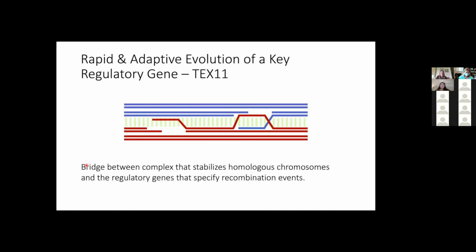All right, and that's just to come back and remind us about what TEX11 does: it's this bridge between this complex that stabilizes homologous chromosomes and the regulatory genes that specify recombination events, which also indicates that it's potentially a really important part of the pathway that can modify or determine how many crossovers occur in a genome.